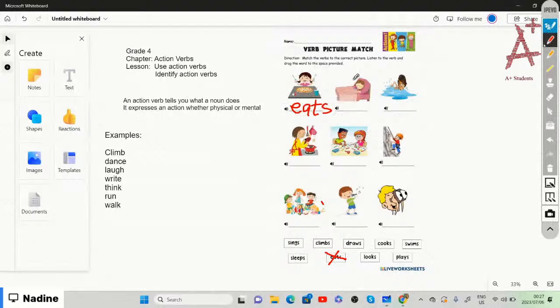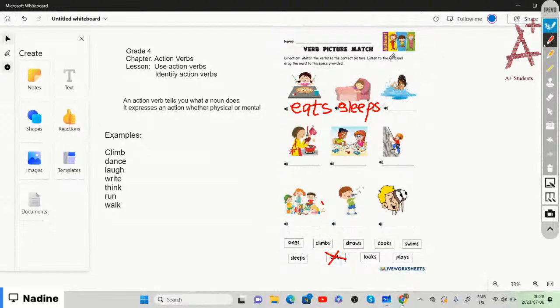Get the second picture. Little girl is under the blankets. What is she doing? So the words are sings, climbs, draws, cooks, swims, sleeps, looks, or plays, right? So we can then say this girl sleeps. She sleeps.